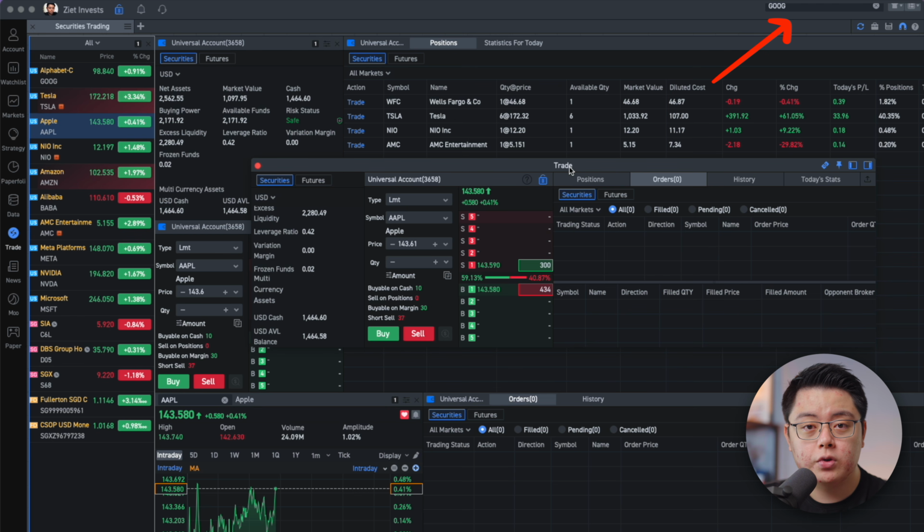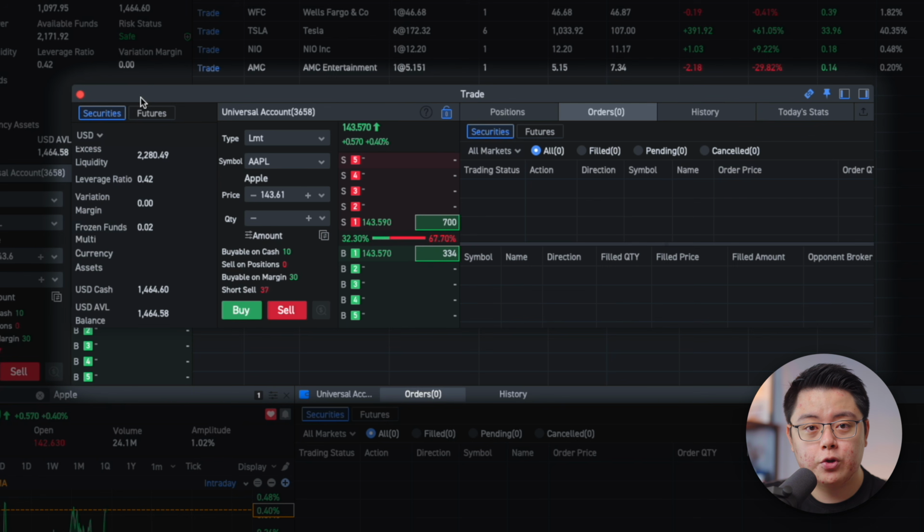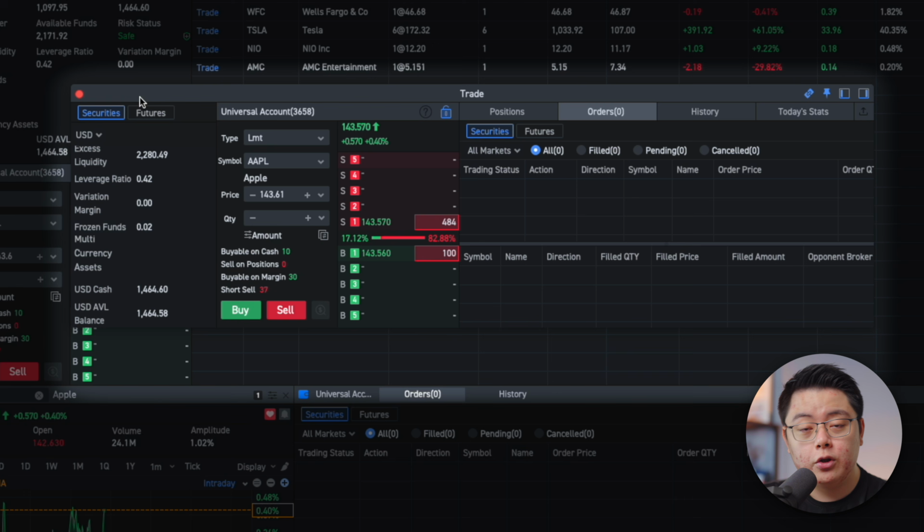Or you can also search for the ticker symbol at the top right hand corner or the company name and just go and click the trade button. It's all the same. Anyways, let's focus at this trading box. As I've mentioned earlier, your US dollar cash over here is essentially the amount of money you have right now to buy US stocks. So if Apple right now is trading around 143 US dollars, that means I can technically buy 10 shares of Apple at max, which is shown here, buyable on cash of 10.